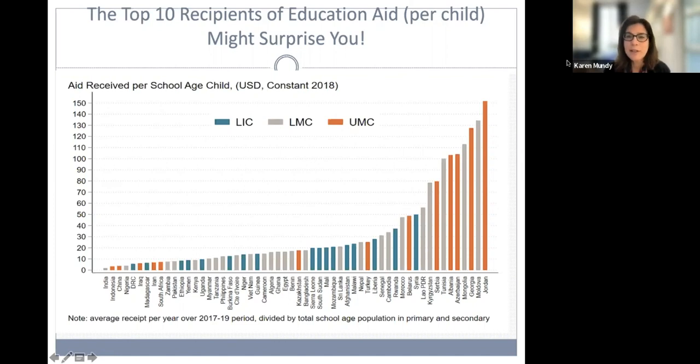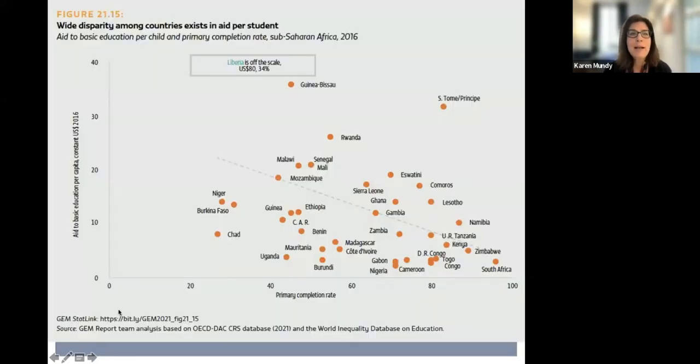And actually the lower income countries are not the main recipients of aid. And the biggest recipients are Moldova and Jordan. So this alone is, I think, a stark reminder that there's an underlying geopolitical motivation for foreign aid. I won't talk about this one.